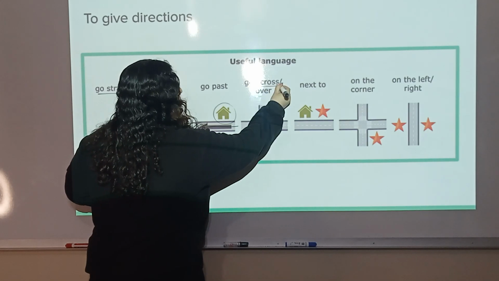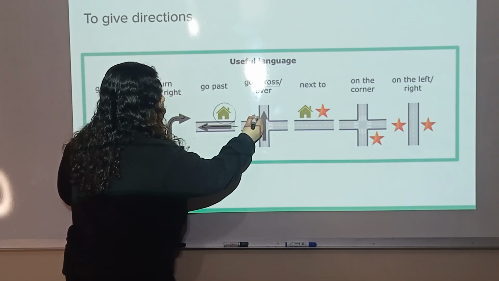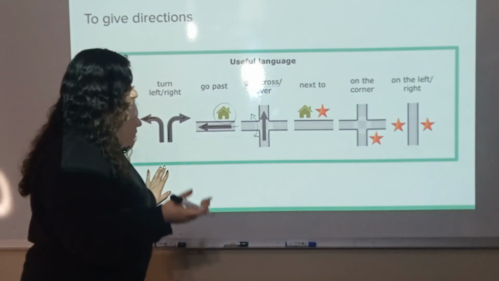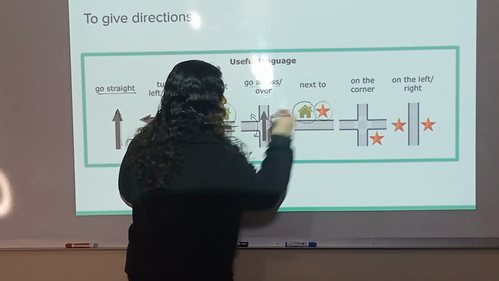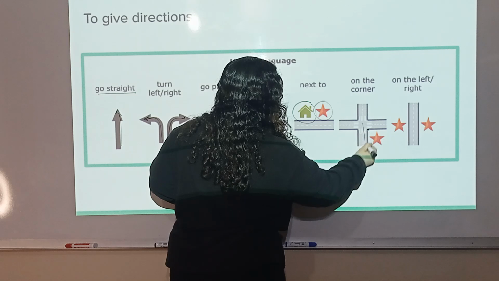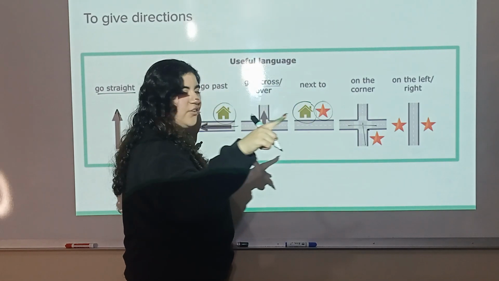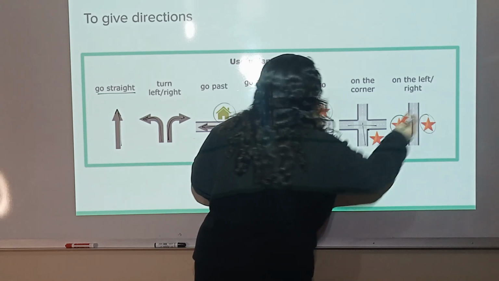Then we have go across or go over. This one we're going to use when we have to cross the street or an avenue or a boulevard. Then, as you remember, we have next to, when two things are beside each other, and on the corner, when we have two streets creating kind of like a cross, and on the left or on the right, when something is right there.